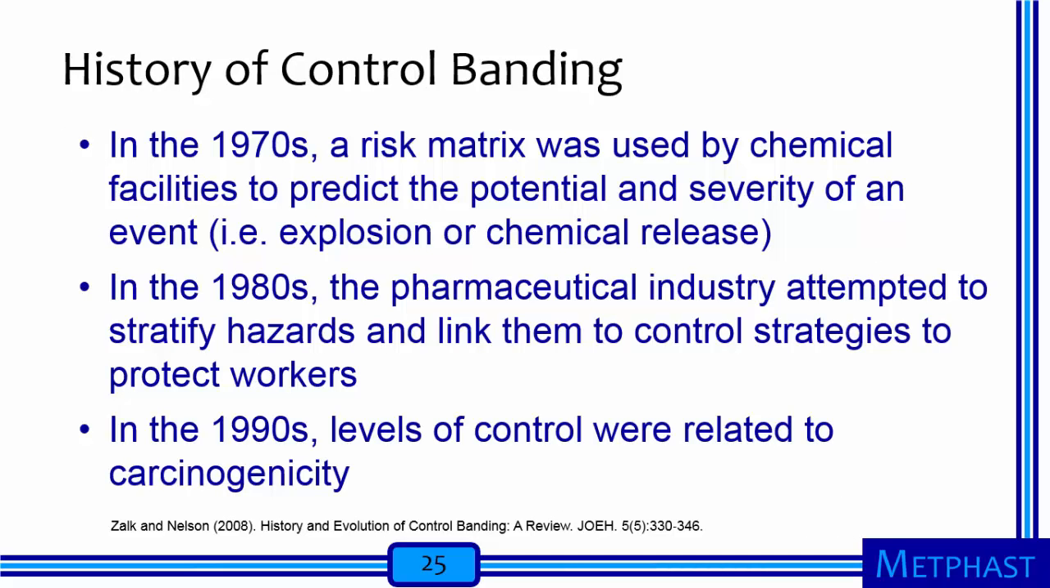A third approach is commonly called control banding. In the 1970s, a risk matrix was used by chemical facilities to predict the potential and severity of an event, that is, explosion or chemical release. In the 1980s, the pharmaceutical industry attempted to stratify hazards and link them to control strategies to protect workers. In the 1990s, levels of control were related to carcinogenicity.